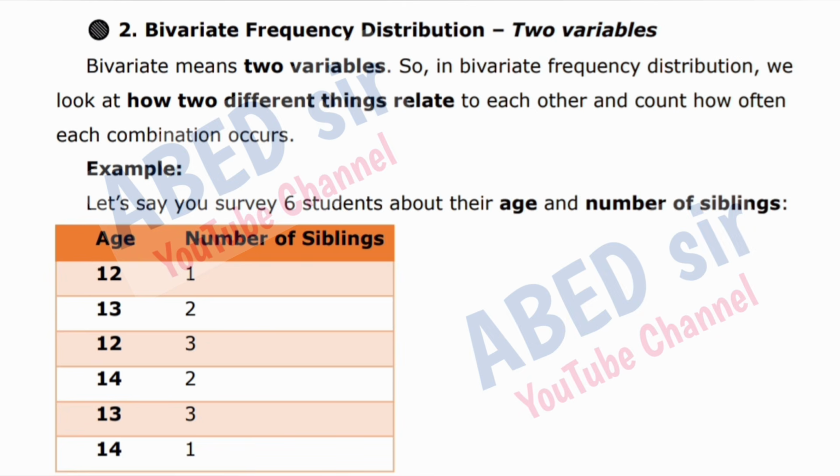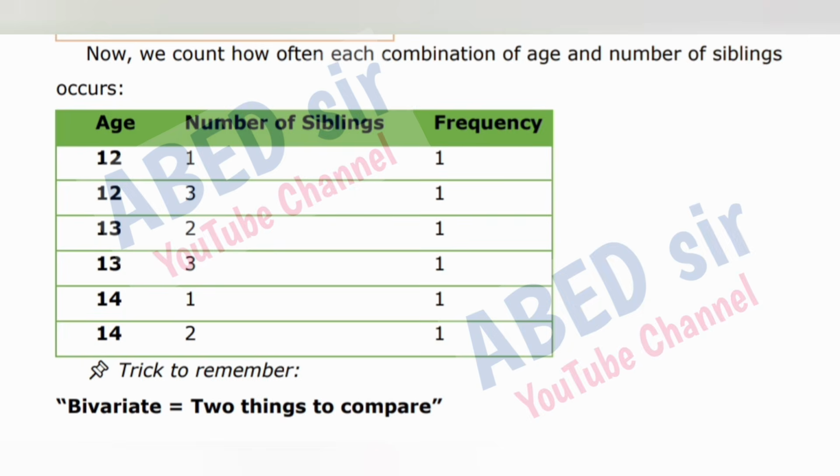Bivariate means two variables. So, in bivariate frequency distribution, we look at how two different things relate to each other and count how often each combination occurs. Example. Let's say you survey 6 students about their age and number of siblings. Age, number of siblings: 12, 1. 13, 2. 12, 3. 14, 2. 13, 3. 14, 1. Now, we count how often each combination of age and number of siblings occurs.